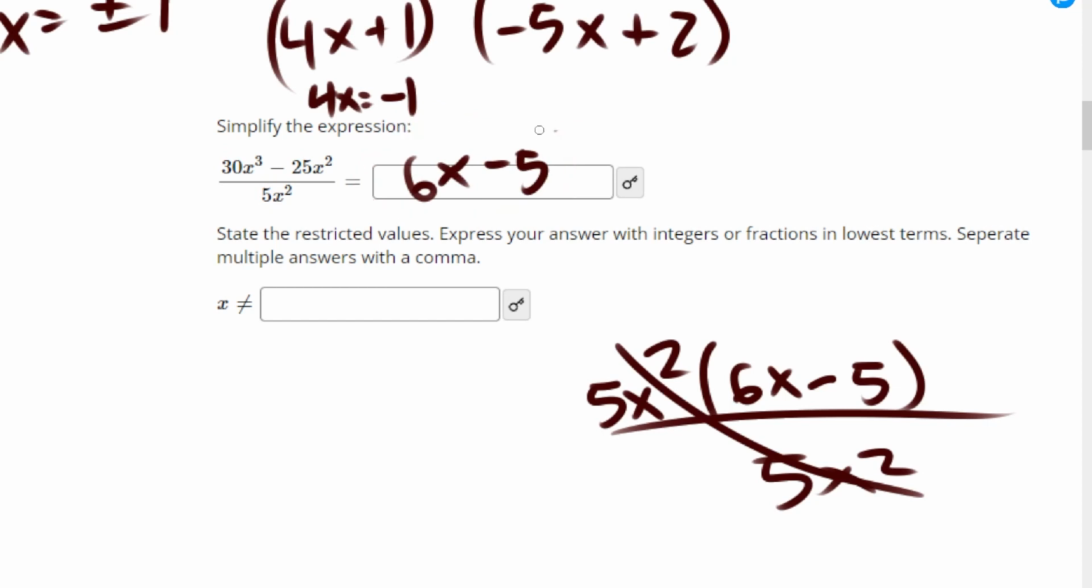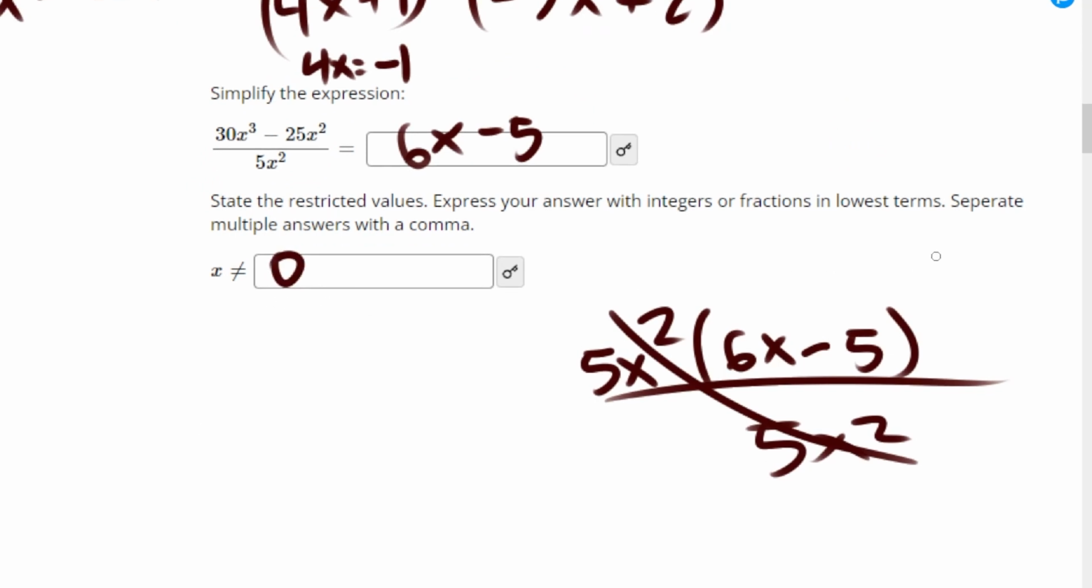Now, another mistake that I see a lot of students doing is they say, oh, there's no denominator here, so there's no restricted values. However, when we're thinking about restrictions, we are thinking about the original graph every single time. Even though this would be perfectly fine to graph, this wouldn't, because we have a hole at x equals 0. So x cannot equal 0.